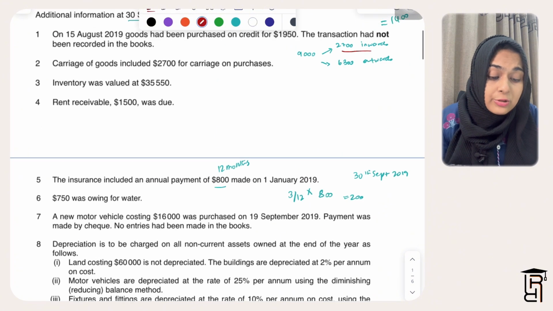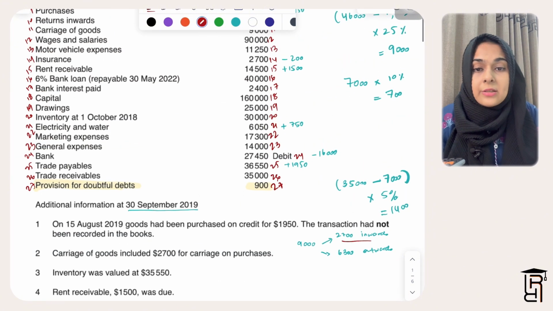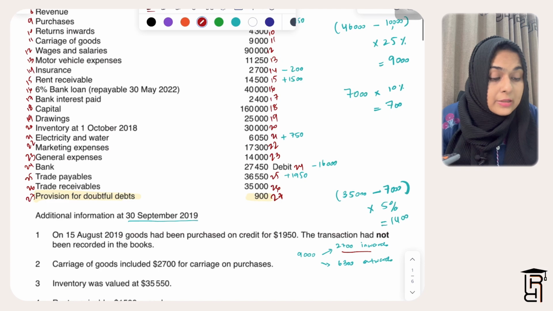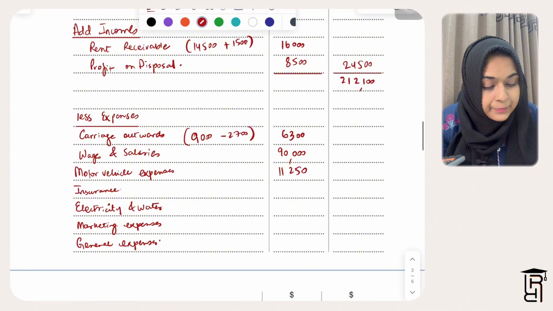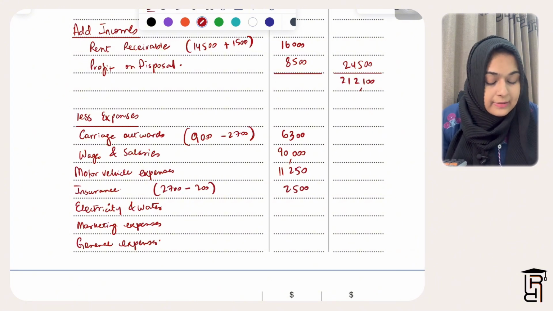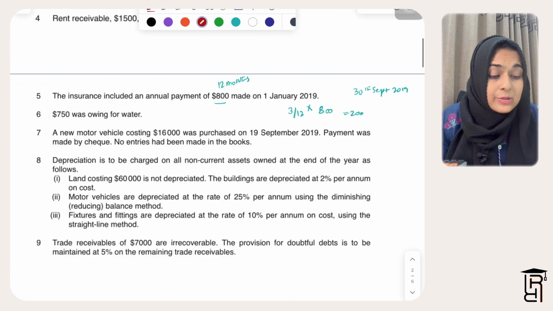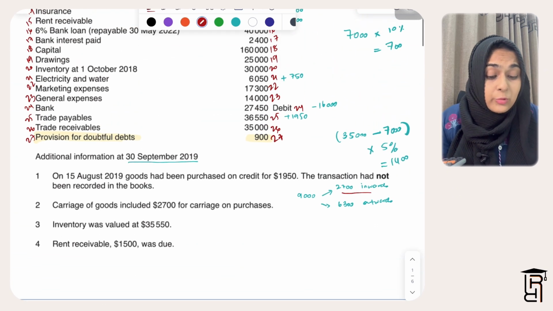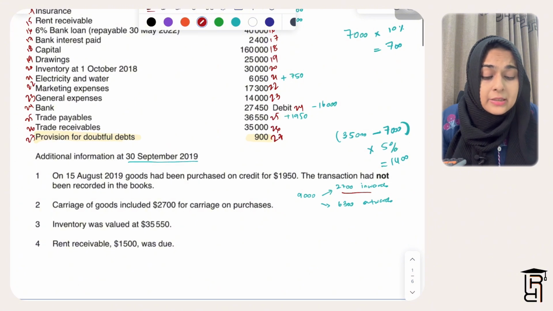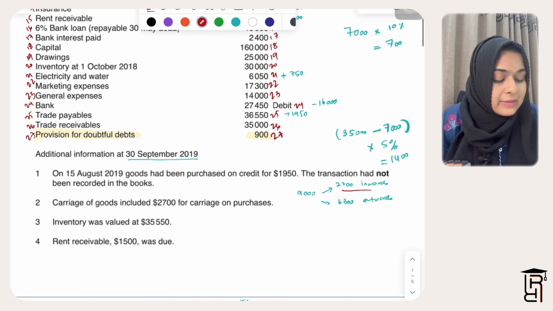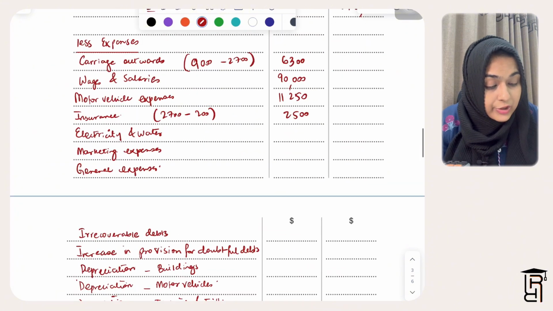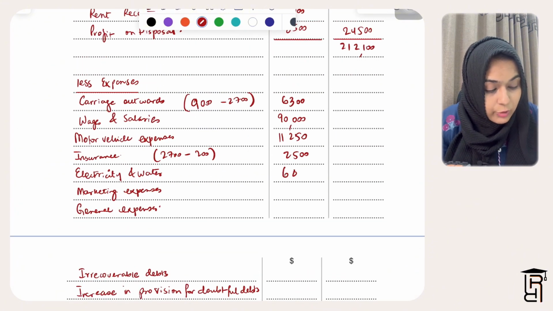There was an adjustment on insurance, which we also discussed. It was one of the points in the additional information. So insurance is 2,700 minus 200, which is 2,500, which I'll write in my income statement as 2,500. Insurance will be 2,500. So yes, that's my insurance. Then we have electricity and water, and there was an adjustment for electricity and water. Electricity water here is the 21st value, which is 6,050, and we added 750 as our owing here. So 6,050 plus 750 will give me 6,800, which I will record in electricity and water, 6,800.